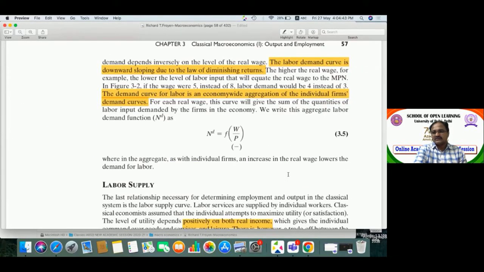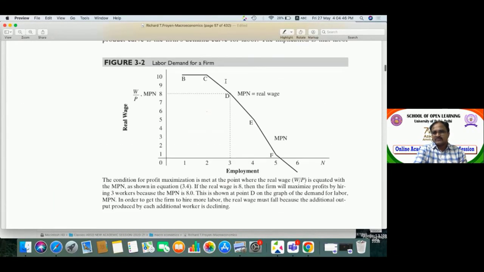So what is the slope of the labor demand curve? The slope of the labor demand curve is downward sloping from left to right. Here we are discussing the labor demand curve. Labor demand curve means the classical theory demand curve. The classical demand curve theory is MPN. MPN what? Marginal productivity of labor. Marginal productivity of labor is the wage rate, it is the demand curve. Labor demand curve, so that is equal to W by P. That is the real wage rate.